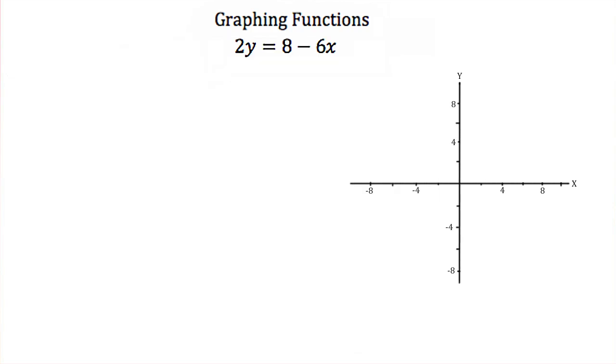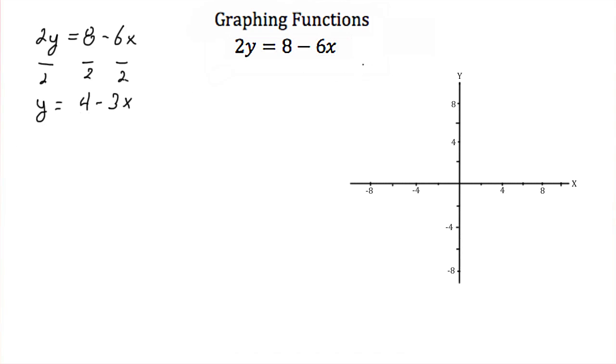The next function that we're going to graph is 2y is equal to 8 minus 6x. Again, let's simplify this and get y by itself. So we have 2y is equal to 8 minus 6x. And let's divide both sides by 2. And we'll get y is equal to 4 minus 3x.